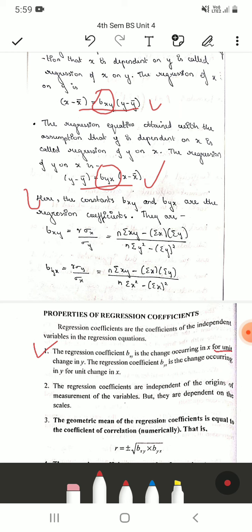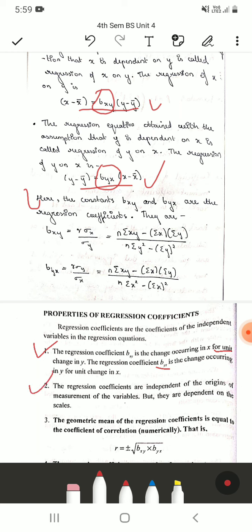Here we are assuming in the first case x is dependent on y. So here the regression coefficient says if there is any change in y, then there is a change in x also. Similarly, the regression coefficient byx, it is the change occurring in y when there is certain change in x, because there we are assuming y is dependent on x.